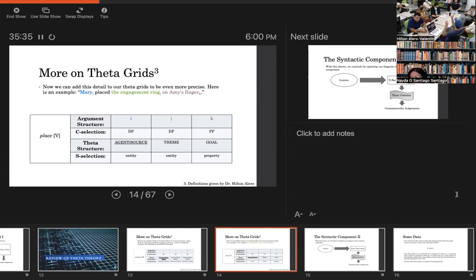The thing is, other arguments can call for a preposition, but that doesn't mean the preposition is calling for that. What is interesting is that the preposition needs to be a goal. That's where theta theory comes from, because you need here a preposition that will have goal. So with will not satisfy this. You may have Mary placed the engagement ring with Amy's finger. That's weird.